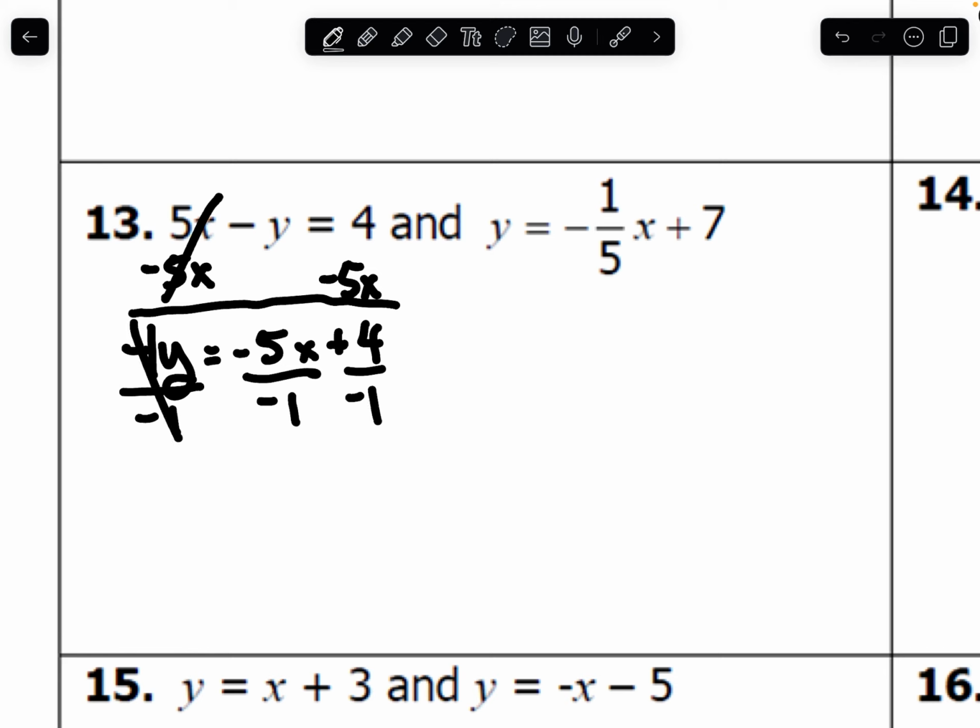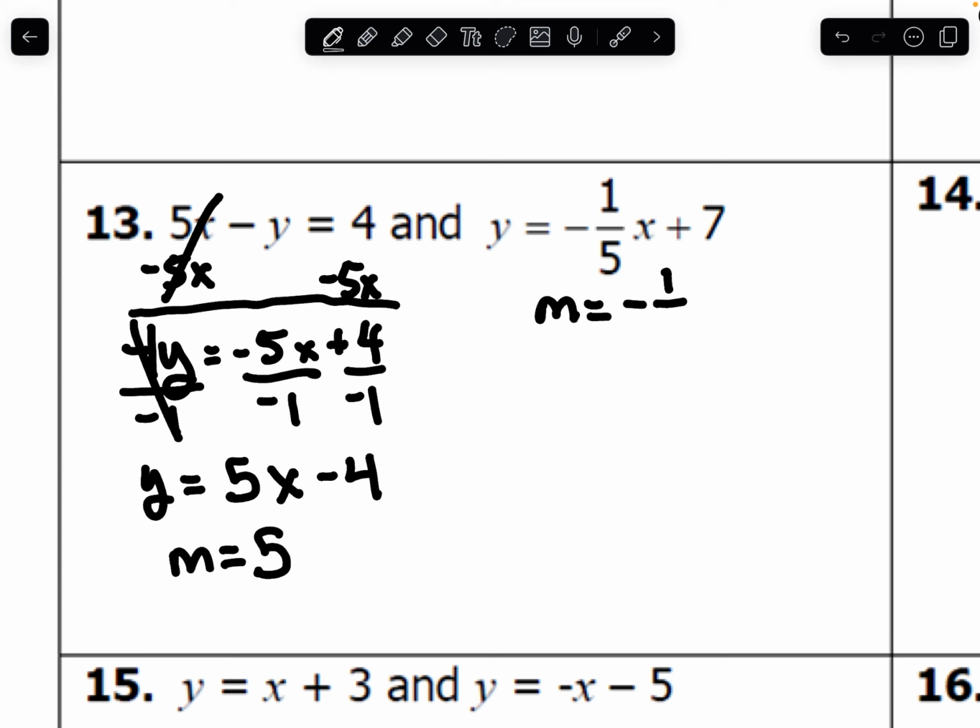That's probably the biggest thing people forget, guys. Remember, that's still a negative y. So y equals negative 5 divided by negative 1, which is a positive 5x minus 4. And so my m, again, is equal to 5. So we're still practicing those skills, guys, of solving for y, and then m here, well, that's really just m equals negative 1/5.